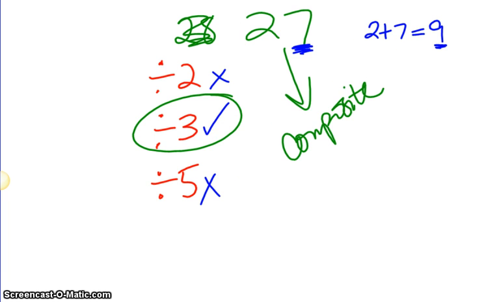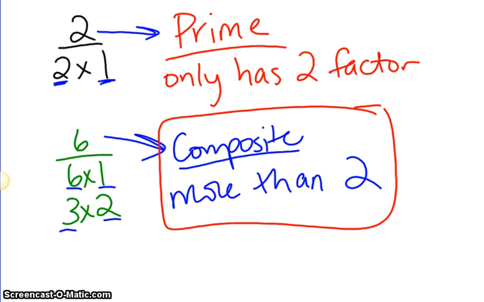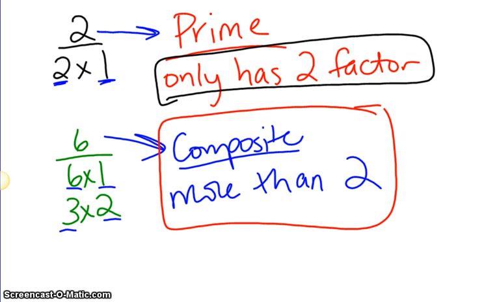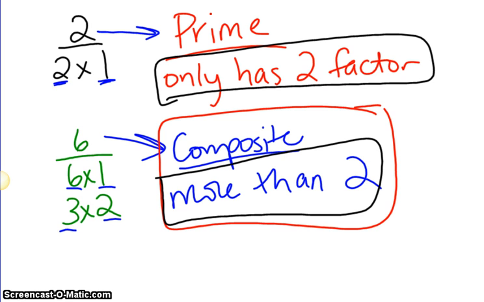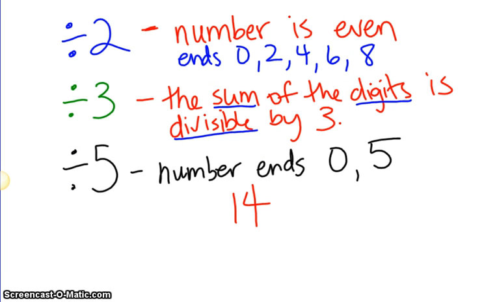Because remember what we said back here. Prime numbers have 2 factors only. Composite numbers have more than 2. And we use our 3 divisibility rules to help us figure out the larger numbers if they are prime or composite. And I'm going to do one more 3-digit number to show you how we can use it there too.